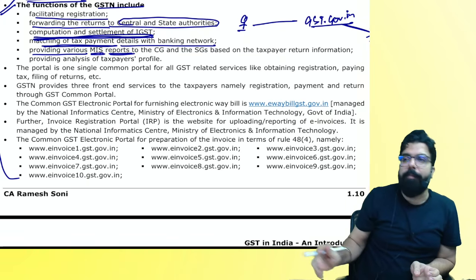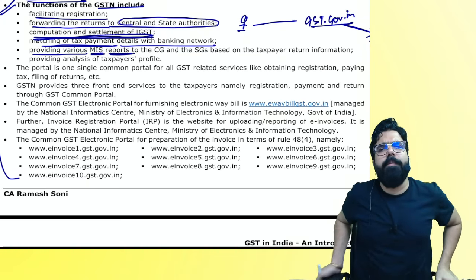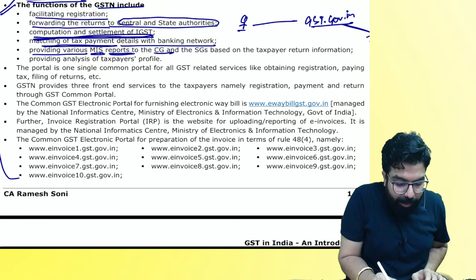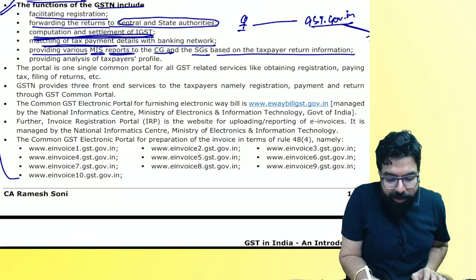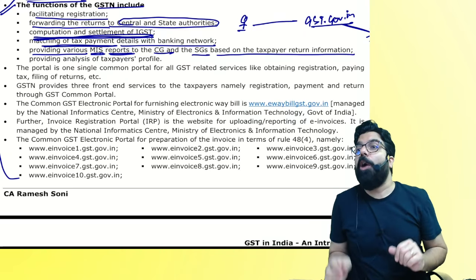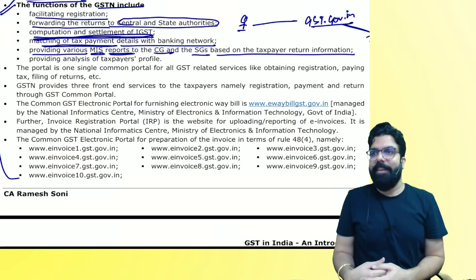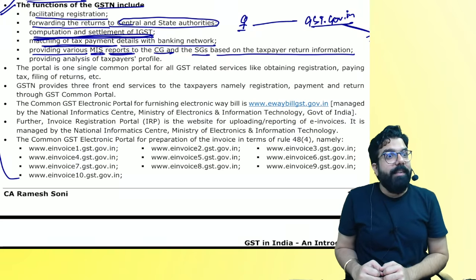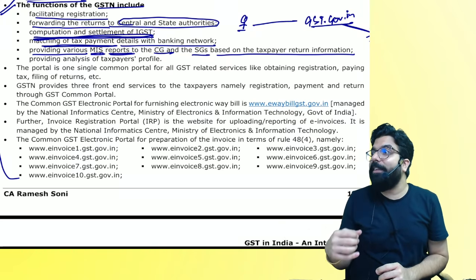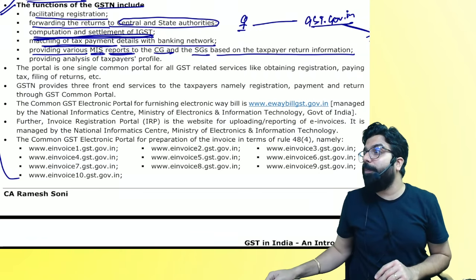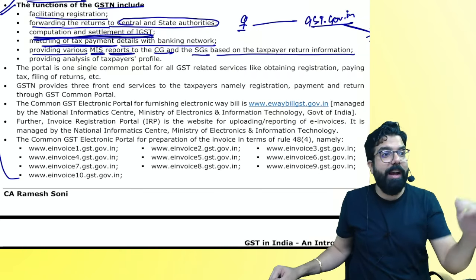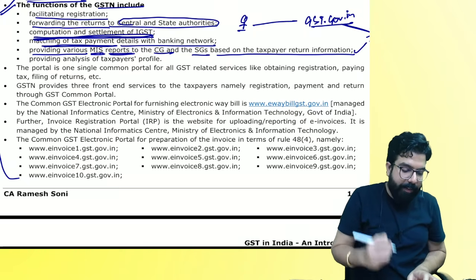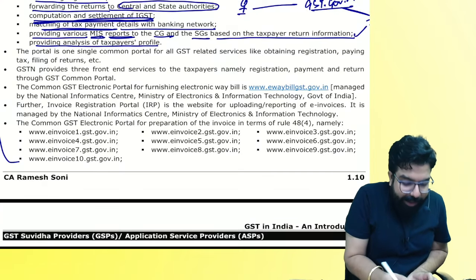What is MIS, everyone? Management Information System, or Monthly Information System report to the central government and state government based on taxpayers' returns. How much was this month's collection? How much went to the central government? How much went to the state government? Did we earn a little more than last month? Every month they will say this month GST collection was 1.4 lakh crore. How do they get this information? Who gives them? GSTN.